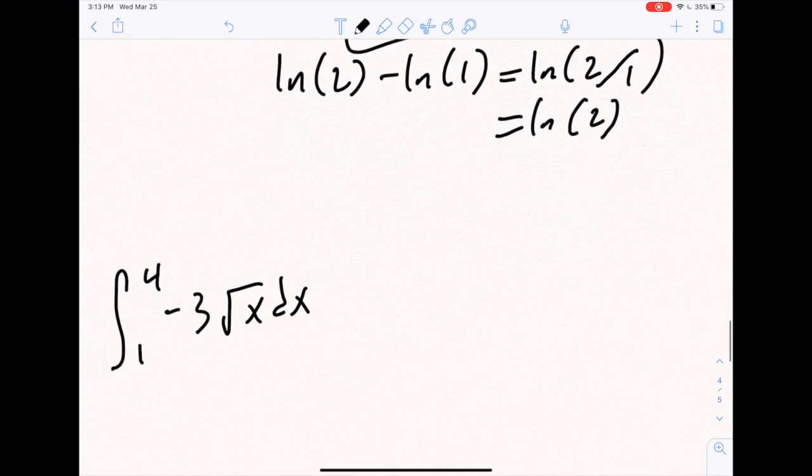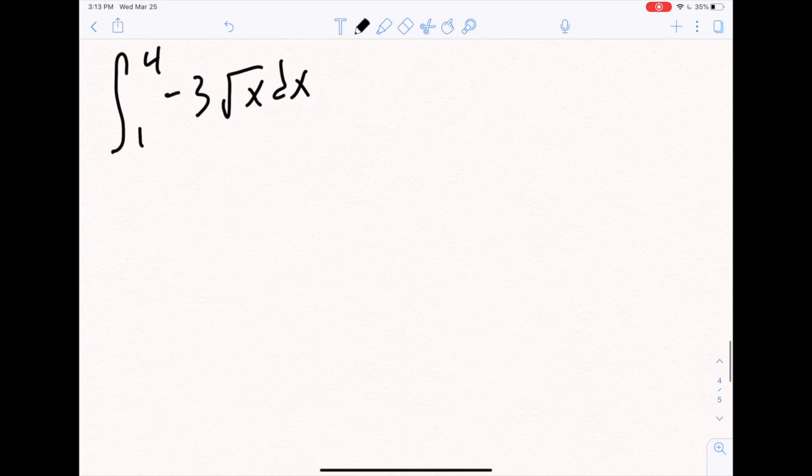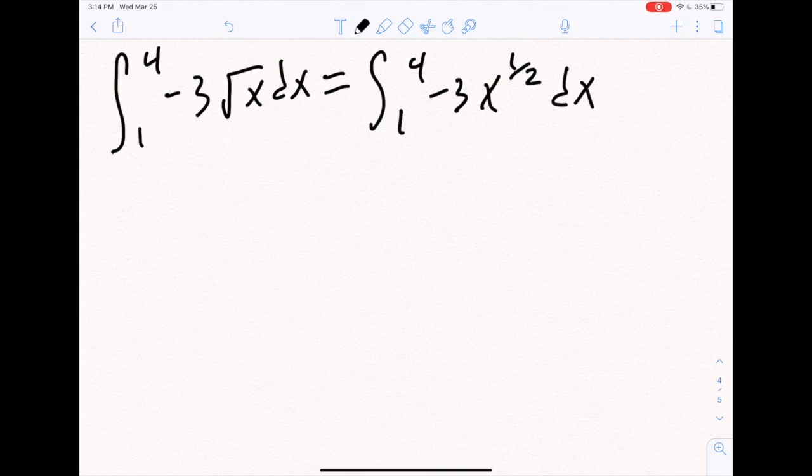All right, let's take a look at one final example. The integral from 1 to 4 of minus 3 times the square root of x dx. Let's go ahead and rewrite this in exponential notation. So that's the integral from 1 to 4 of minus 3 times x to the 1/2 power dx. And we would do what we've always been doing.